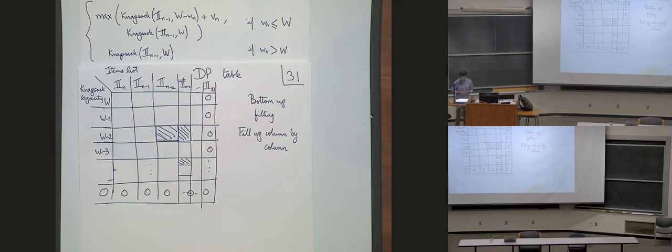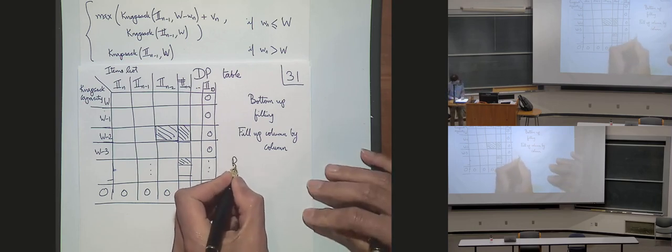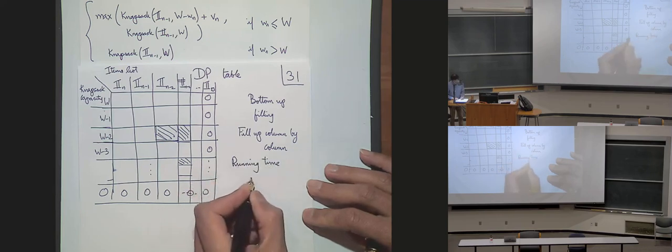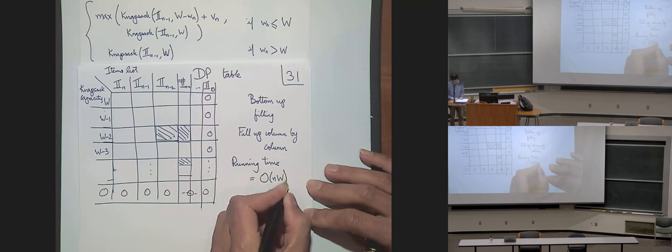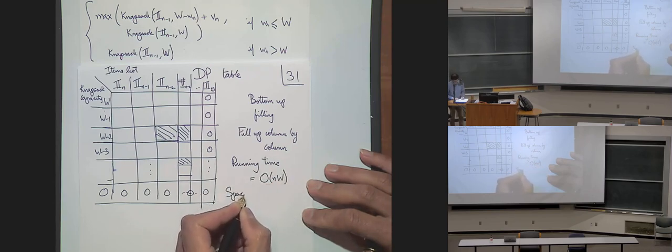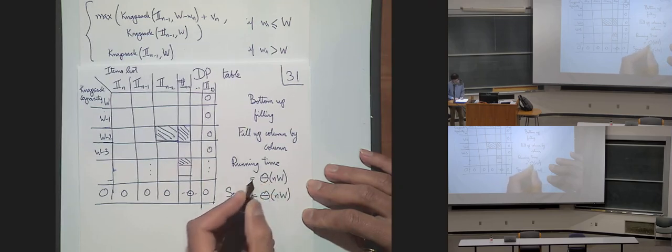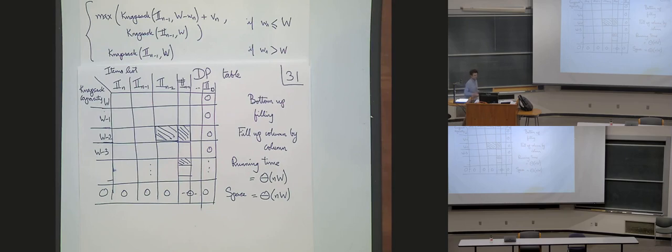Okay? And so the running time is O of NW. The space, I should say it's theta in this case. I mean, it's basically NW, right? Because every entry in the table you can fill up by looking at 2 entries.